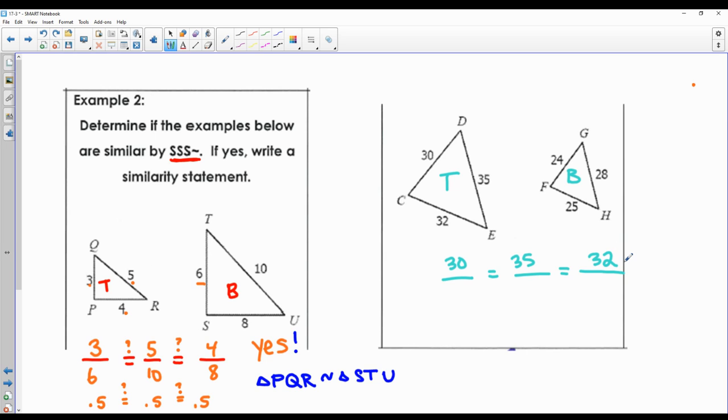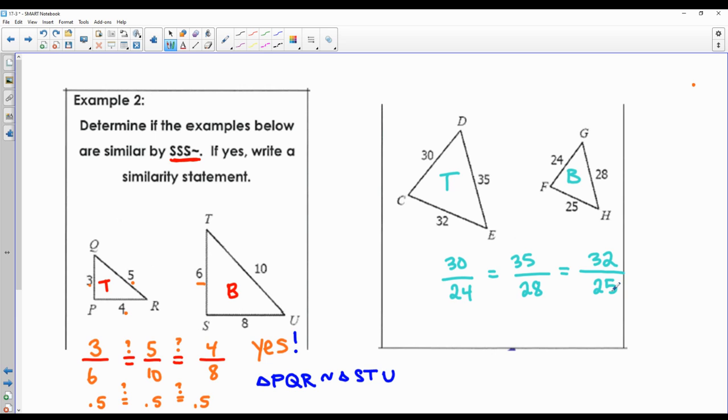Now I've got to line them up with values that correspond in the bottom. So 30, notice this was my first one. 30 is the smallest number in this triangle. Okay, so the smallest number over here is going to be 24. 35 is my biggest number. 28 is going to line up with that one. And then 32 is right in the middle, between 24 and 28, so 25 is going to be right in the middle there.